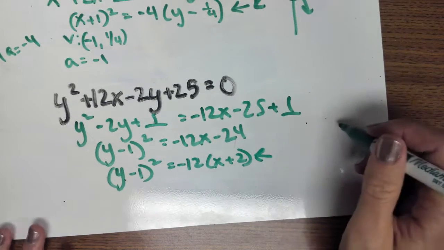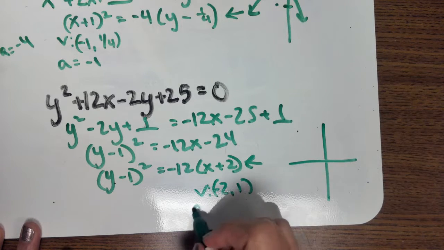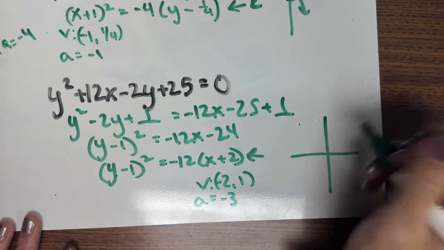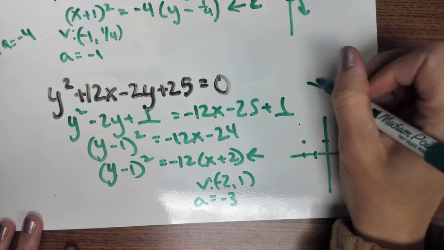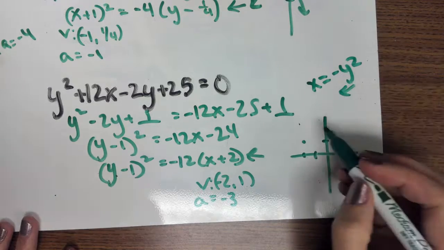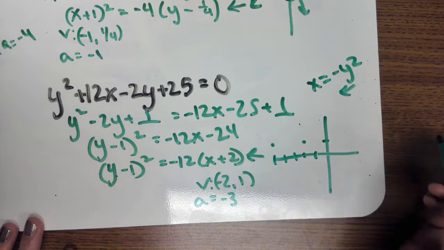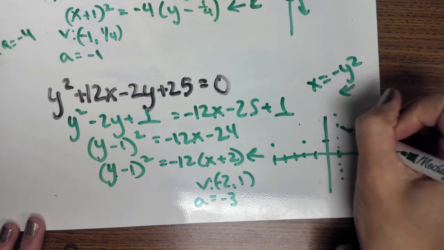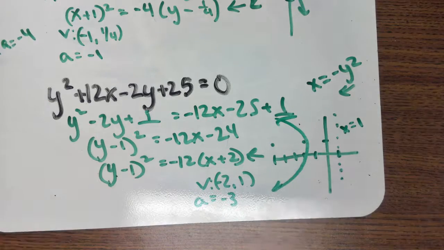If I wanted to graph it, we'll put that over to the side. My vertex is -2, positive 1. My a value is -3 because 4a equals -12. So we'll just plot the vertex. Right here would be an x equals -y squared, so it's going to open to the left. So that means I'm going to go back 3, and the a value will tell you. And then I'm going to go forward 3 for the directrix. So that directrix is x equals 1, and then we're going to sketch my parabola, and we are finished.